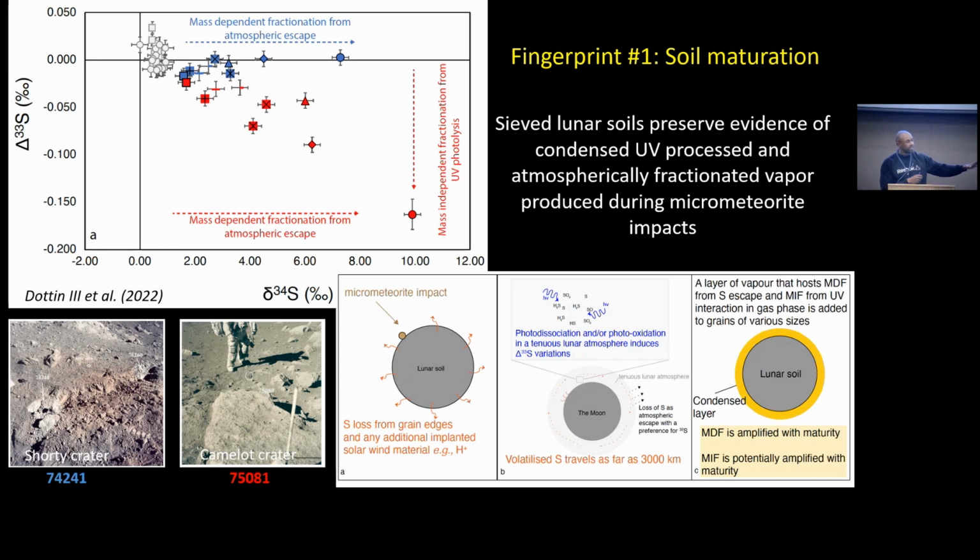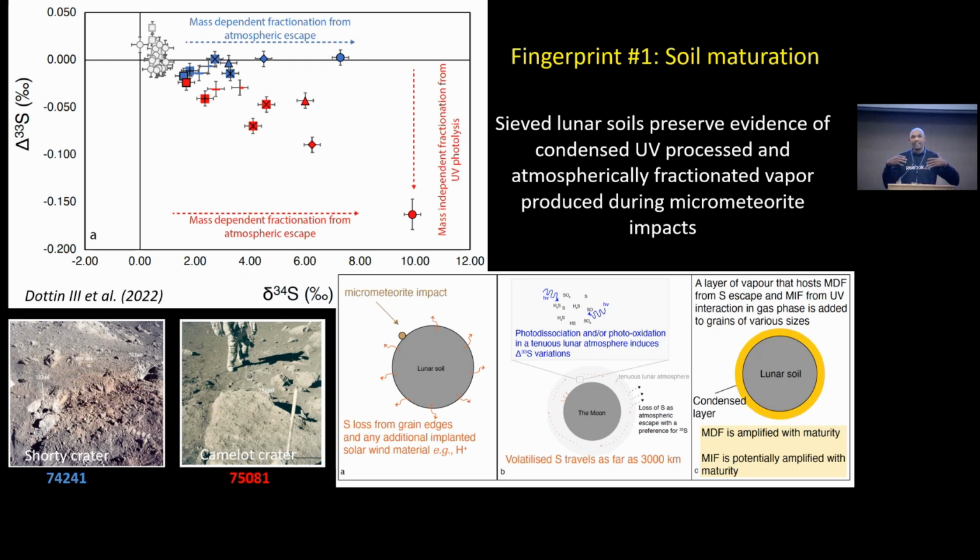And so what we see in this plot of sulfur isotopes for these lunar soils is that as we sieve the soil grains and go from large grains to small grains, we see a surface to volume ratio at play, and we can characterize the nature of the sulfur-bearing gas in the lunar atmosphere that is condensing on the lunar soils.